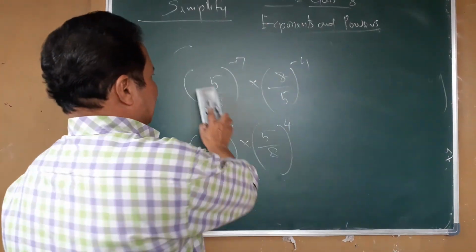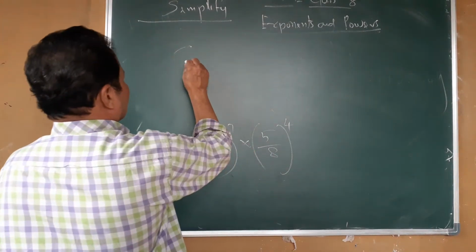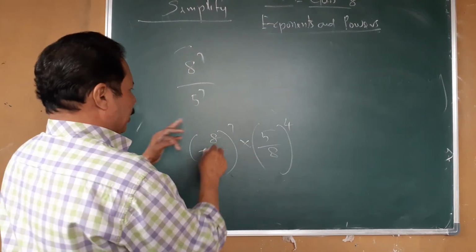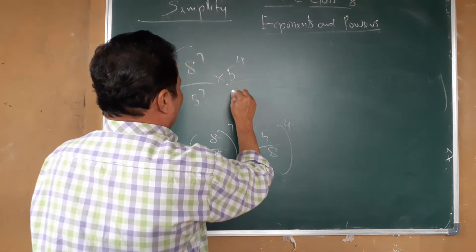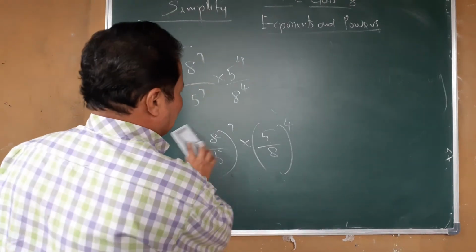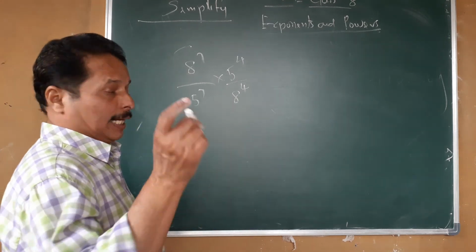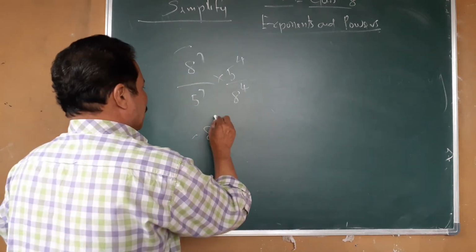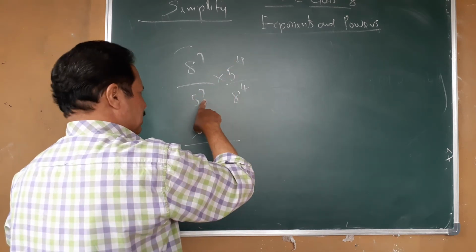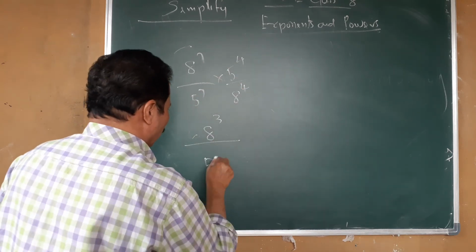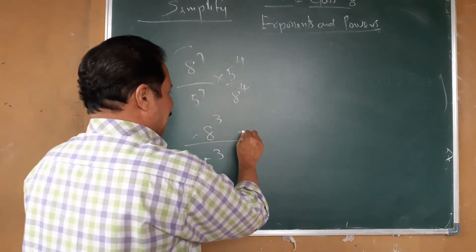Then the next line is 8 raised to 7 by 5 raised to 7, because this is a common power. Here it is 5 raised to 4 by 8 raised to 4. Is it clear? Now by using the law of exponents, a raised to m by a raised to n is a raised to m minus n. And here it is 5 raised to 7, 5 raised to 4, 7 minus 4 equal to 3. The numerator level, that's your final answer.